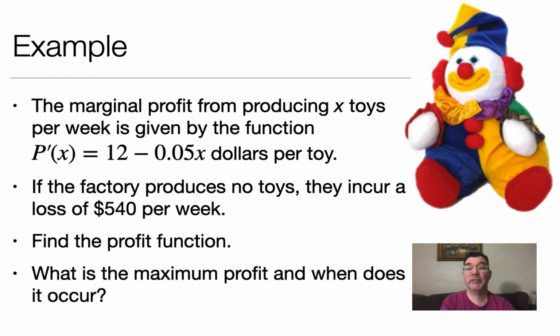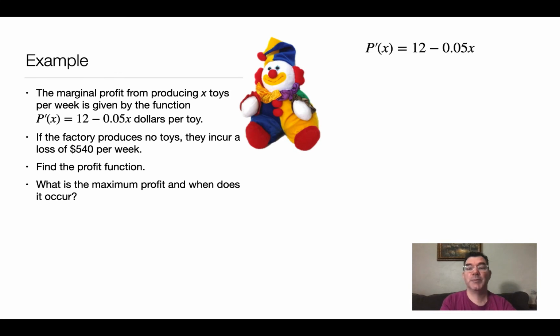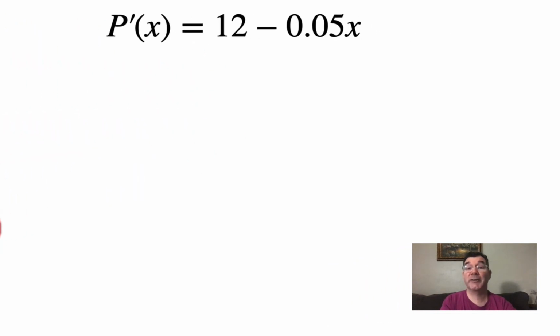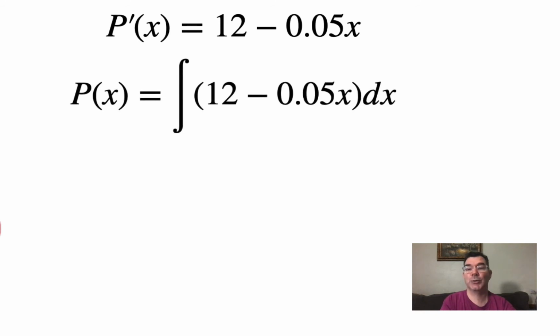I've got the derivative of the profit function, but I need the profit function. I also want to know what is the maximum profit and when does it occur. So there's my derivative function. That's the derivative of the profit function. So to find the profit function, I need to find the antiderivative.